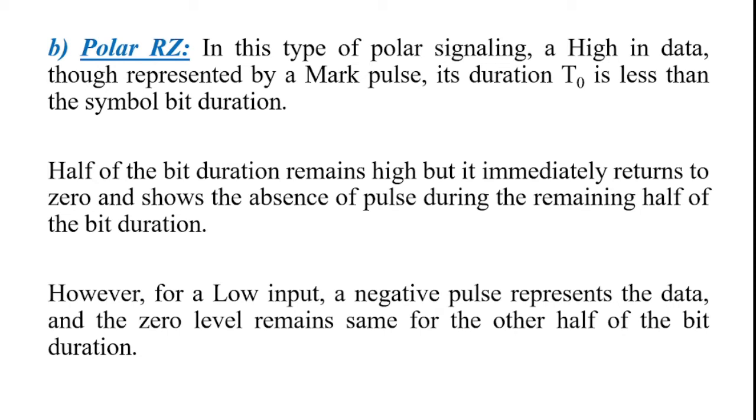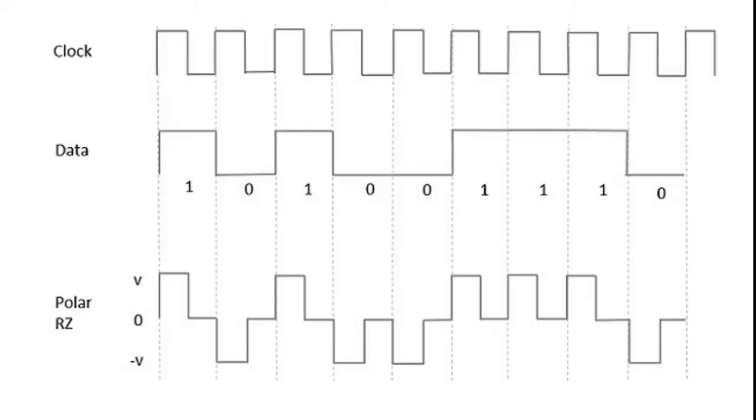However, a low input, a negative pulse represents their data, and the zero level remains the same for the other half of the bit duration. So this is the concept of polar return to zero. Now coming to the example, consider the binary data. In this binary data, this is high in data rate and this is low in data rate, and this is high, low, low, high, high, high, low in data.